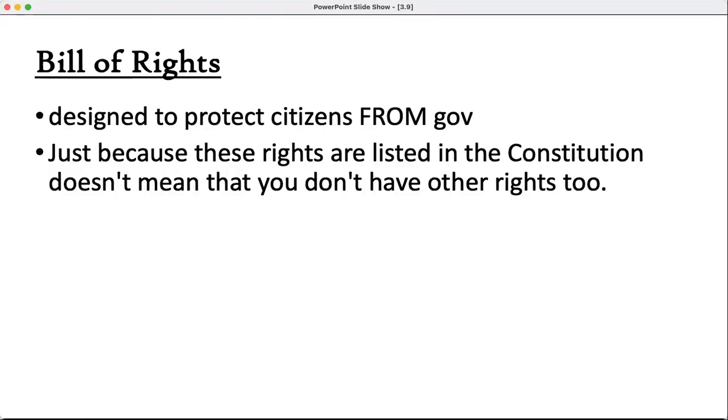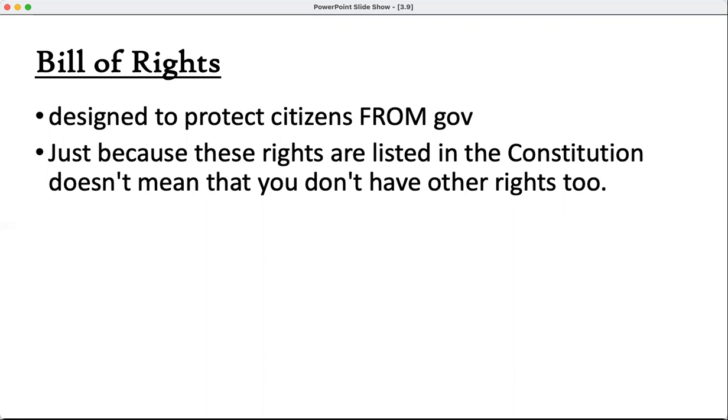The Bill of Rights is designed to protect citizens from the government. So that's important to understand because sometimes people say, Twitter is censoring my free speech, blah, blah, blah. That's unconstitutional. Facebook is censoring my free speech. YouTube is censoring my free speech. Yeah, they are. And they're allowed to do that. These are private institutions. Private companies can censor your free speech all they want if you work for them, if you are using their service, right?